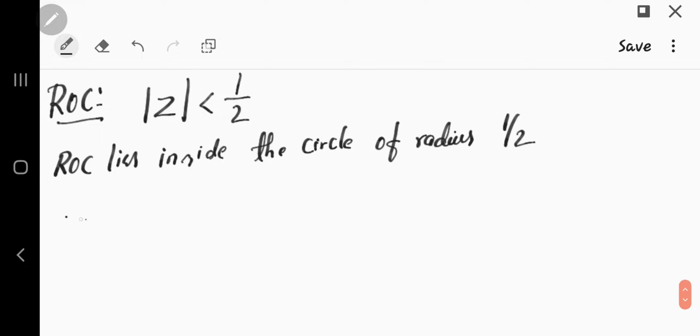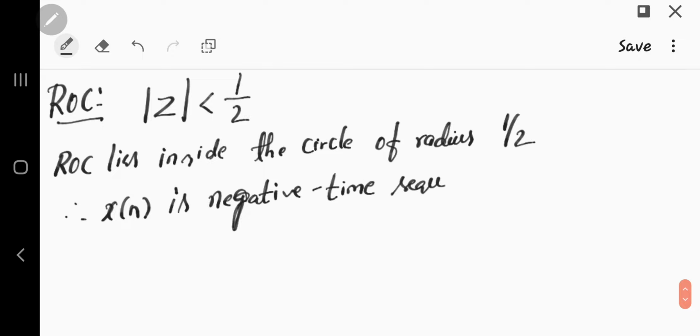So therefore x of n is a negative time sequence.